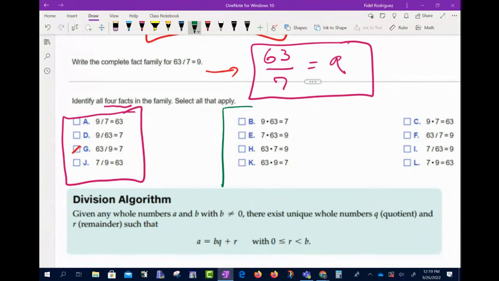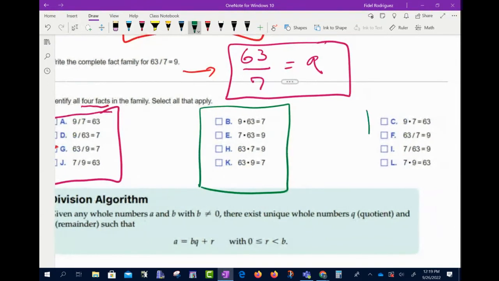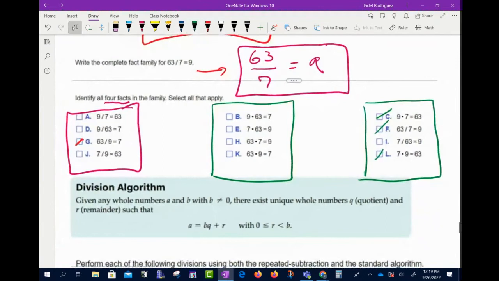Okay, now let's look at the next chunk here. 9 times 63 is 7? No. 7 times 6? No. It doesn't look like I'm going to pick any of those over there, right? Okay. So remember, I'm looking for a total of 4 answers. What about this one? 9 times 7 is 63. What about 63 divided by 7 is 9? And what about 7 times 9 is 63, right? So I found my 4 choices, right? And that's all I'm really looking for here, okay?